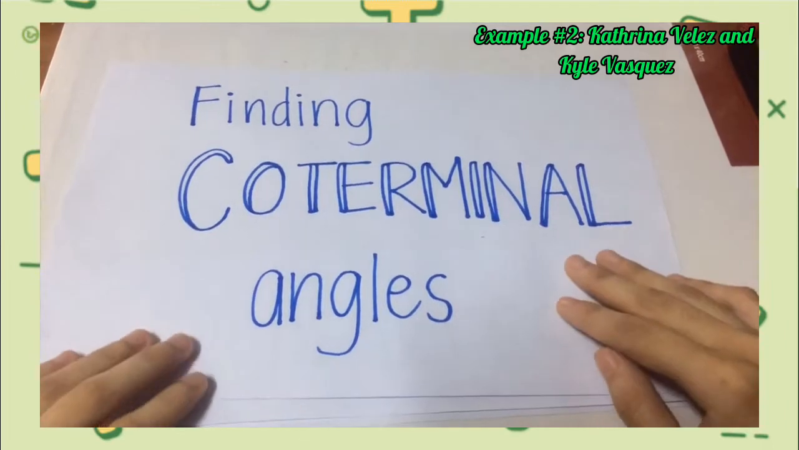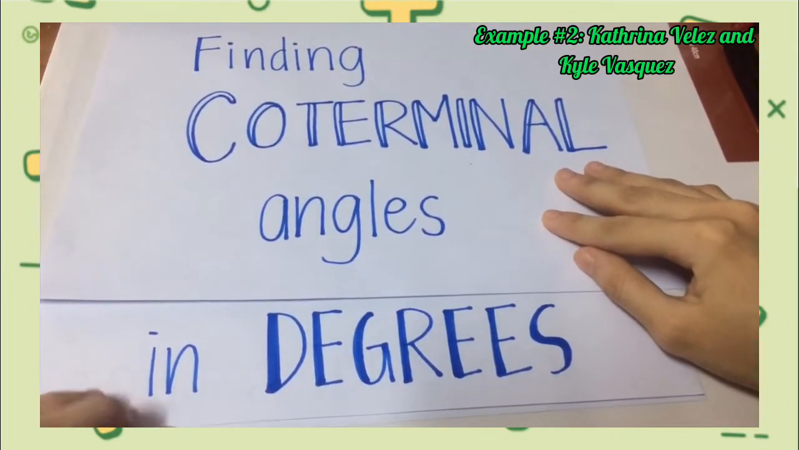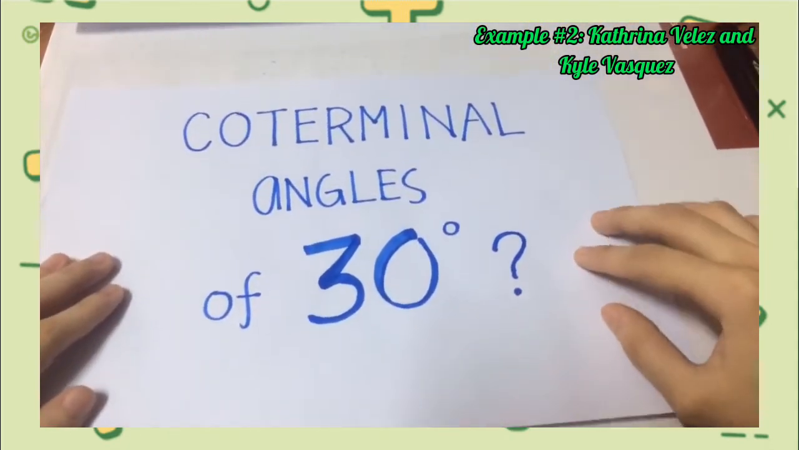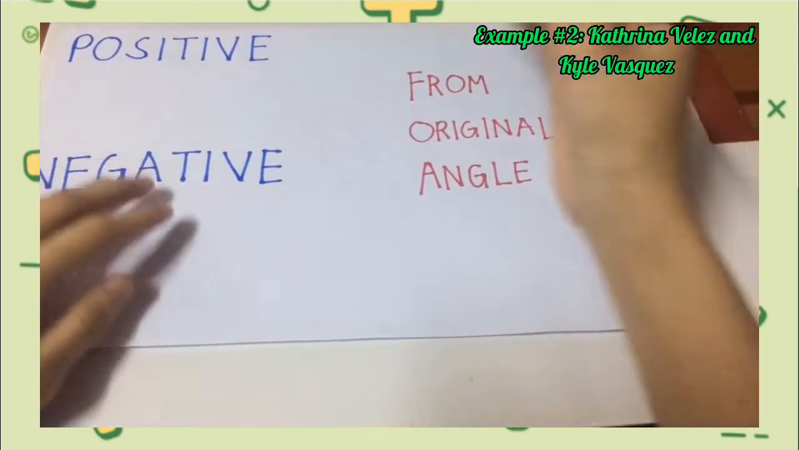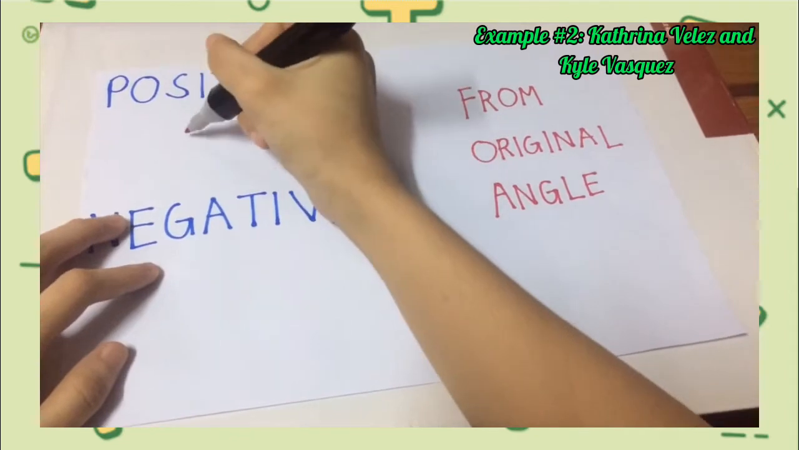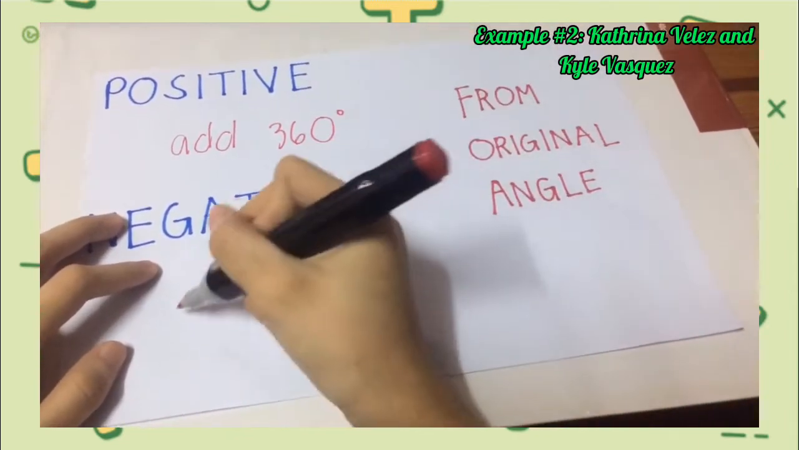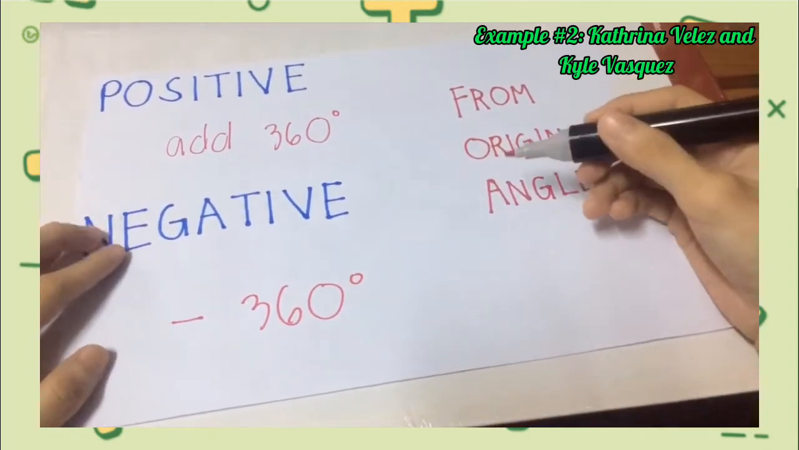The next problem is finding the coterminal angle in degrees. The problem is, what are the coterminal angles of 30 degrees? To find coterminal angles of a specific angle, simply add 360 degrees for positive coterminal angles or subtract 360 degrees for negative coterminal angles from the original angle.